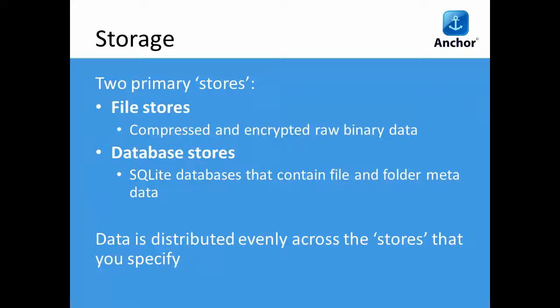Now, the reason that there are these two separation of stores is because when a file gets synced from a client, before it gets sent to the Anchor server, it becomes compressed and encrypted, and then it gets saved to the file store. Any metadata for that file, including file name, its folder, its file size, its last modified date, and its created date, all get written to a database store. The reason that we keep the raw binary data and the file metadata separate is so that we can scale these two stores very easily. You add a lot of storage behind your file stores, you don't need to add as much behind the database stores since it's just metadata.